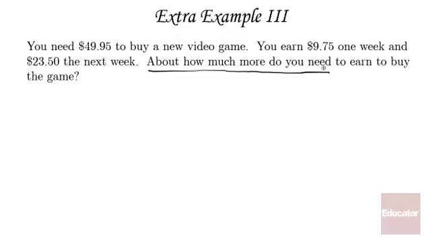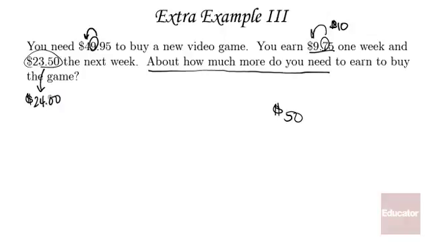So let's take $49.95 and estimate that. Remember that you look at the number under the place value to decide whether the number is going to increase or stay the same. 9 is 5 or larger, so I know that I'm going to estimate this to $50. And that's what I need to buy a new video game. I earn $9.75 in 1 week, and $9.75 will estimate to about $10. And then $23.50 the next week, if I estimate, will be about $24.